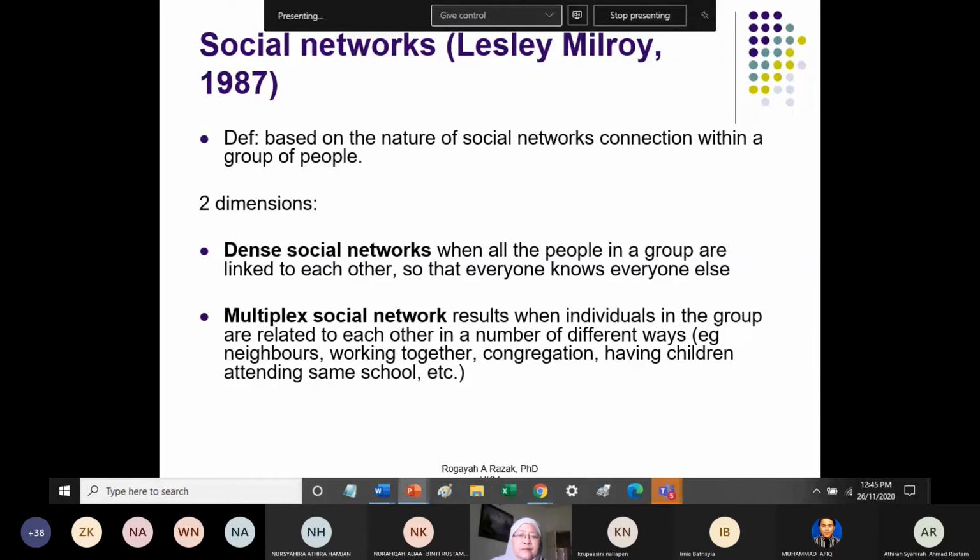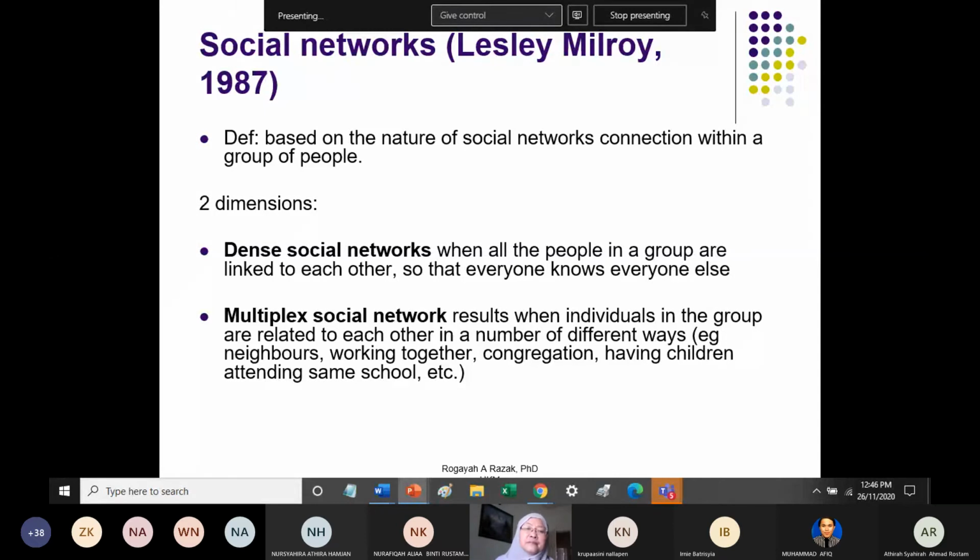So in your class, I consider you as the group of linguistik asas or pengenalan kepada linguistik. To me, you're just a dense social network. It means I know you, you know each other, you're in the same class, you have similar things to talk about because you're in year 1, you're taking the same classes, so dense social networks. Okay. Then you have the multiplex social networks. Multiplex social networks are when individuals are related to each other in some ways, but they are also related to other people in different ways.